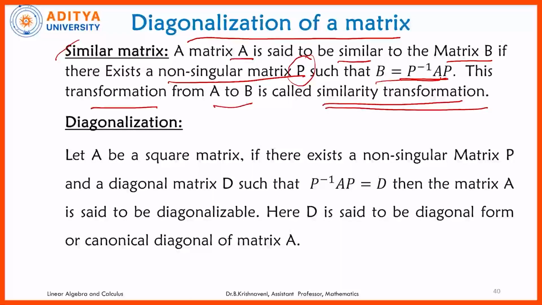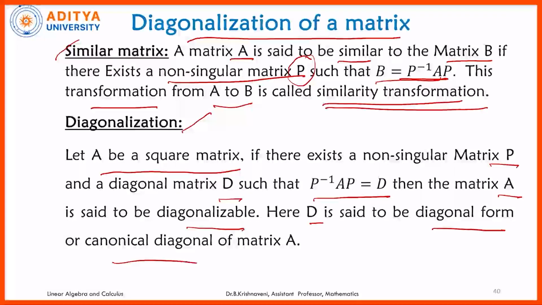Now let us know what is meant by diagonalization. Let A be a square matrix. If there exists a non-singular matrix P and a diagonal matrix D such that P inverse AP is equal to D, then A is said to be diagonalizable, and here D is said to be the diagonal form or canonical diagonal form of the matrix A. This we call diagonalization.